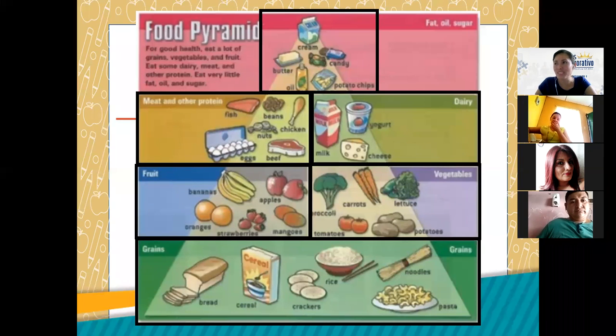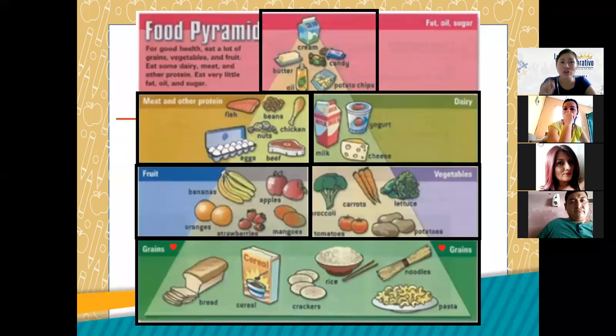So the very first thing that they recommend, let me get a stamp, voy a dar un estampito, is grains. They say, eat a lot of grains. So we're going to mark them here. That's the first thing.